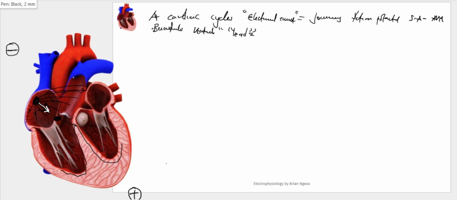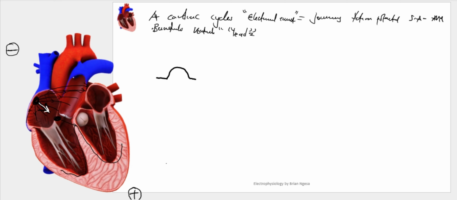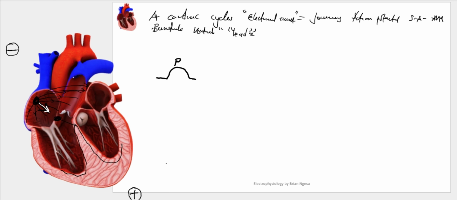So in an ECG, expect something like this. This represents the depolarization of the atrium. This is normally regarded as the P wave. This is because we have positive charges moving towards the positive.